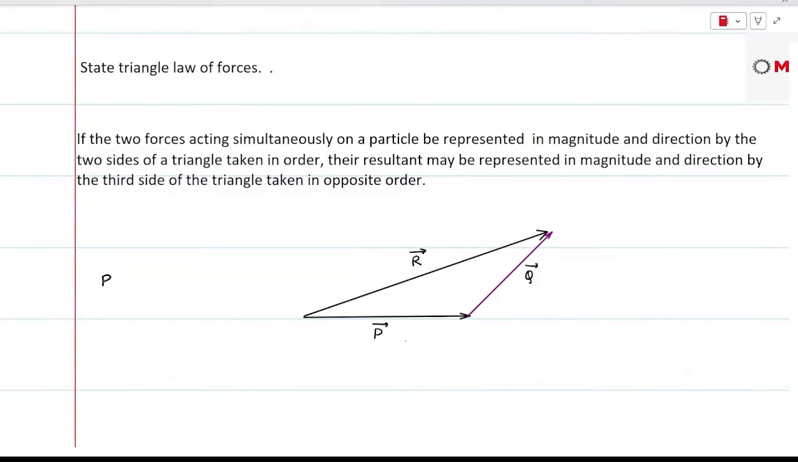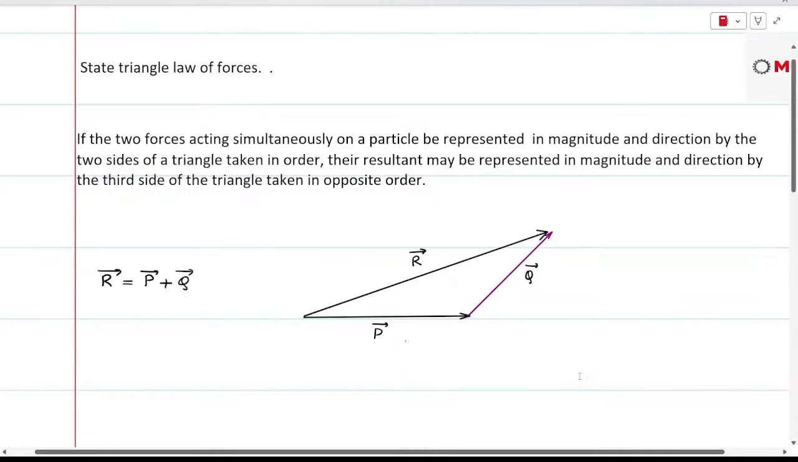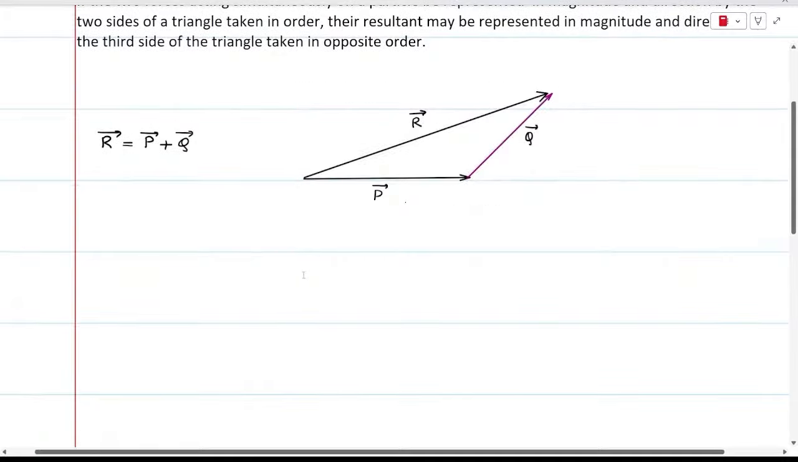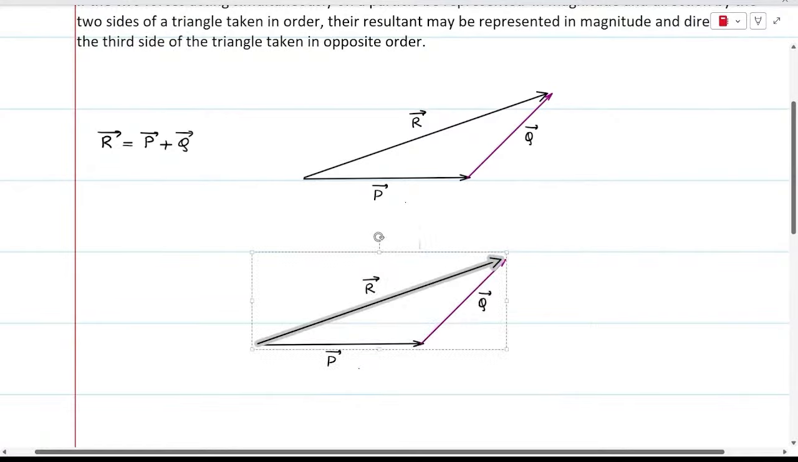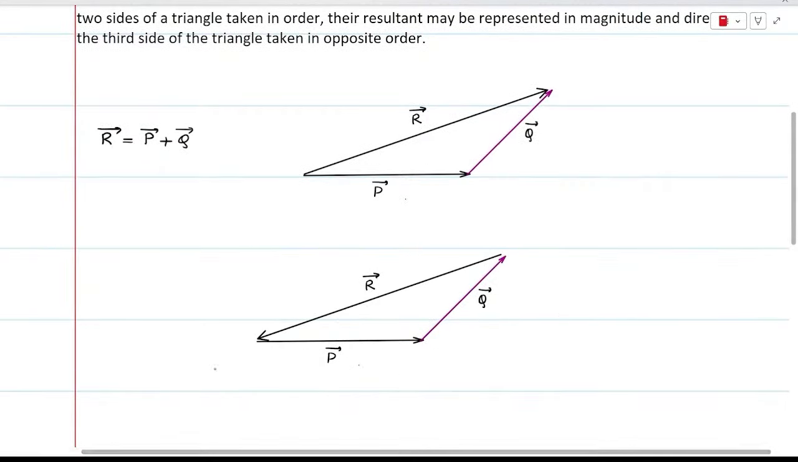So here the vector R bar will be summation of P bar plus Q bar. And as per triangle law of vectors, what we do is, instead of taking the R bar like this, the direction of R bar will be reversed. Let me show you it. So here the R bar will be reversed. This is how the R bar would be. Now summation of R bar plus P bar plus Q bar is equal to 0.